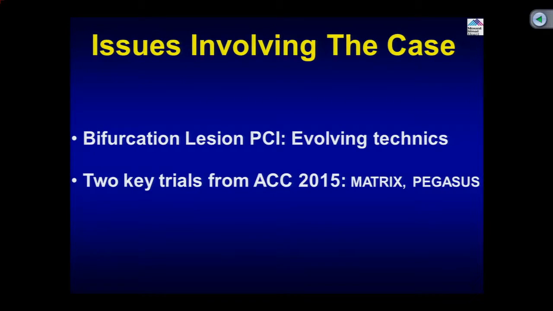And now quickly we can go to the two points. In this particular case, we'll talk about the bifurcation lesion. We have talked about it almost every third, our webcast is about bifurcation. So we'll touch on some of the evolving techniques, and then two important trials of ACC this week, which are kind of game changers or practice changers, MATRIX and PEGASUS.